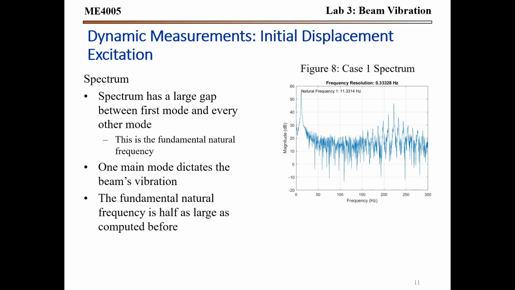Next, we have the spectrum for this. We see that there's one very high peak, which indicates a natural frequency, and this is a bit larger than the next largest mode, which is about 45. And since there's one very large mode, we assume that this can be the natural frequency, although it is half of the natural frequency we calculated earlier.